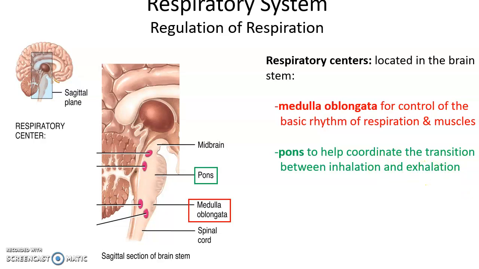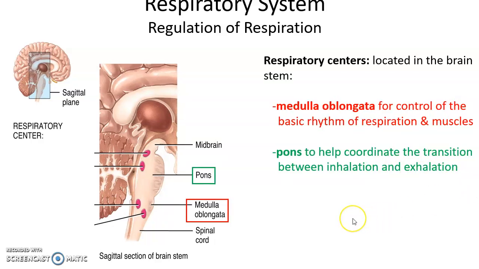Of course, the lungs cannot operate on their own. They need input constantly from the brain, specifically from the respiratory centers in the medulla oblongata and the pons, which, as we know, are parts of the brain stem. So the medulla oblongata controls the basic rhythm of breathing. They are the structures that control the contraction of the diaphragm and the external intercostal muscles, causing a nice, relaxed, calm rhythm that will constantly allow air to come in and out, in and out.